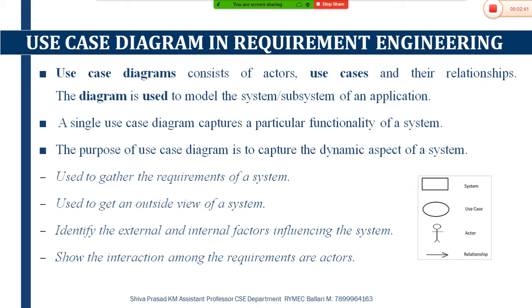Also, this particular process involves these symbols: one is a rectangle, second is an oval shape, third is an actor. The rectangle indicates the system structure. The oval indicates the component of your system. The actor indicates either an internal or external actor of your system. And this symbol indicates the relationship between the components as well as actors of your system.